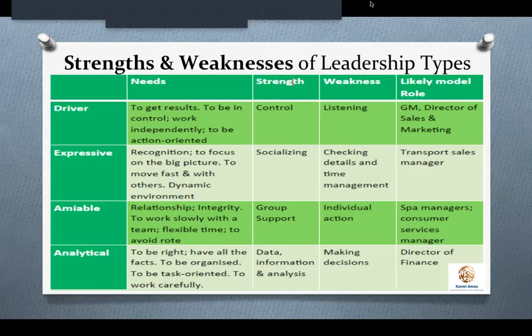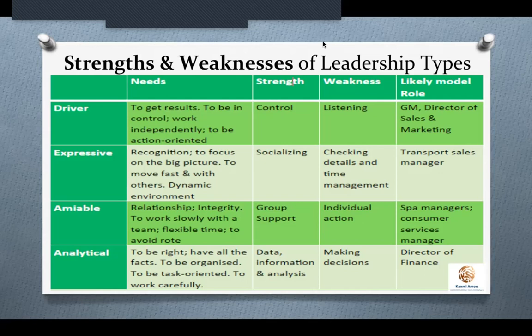The inner motivational need of a driver is to get results, to attain results, to be in control, to work independently, and to be action oriented. So if you, as the leader of a person who is a driver, you must learn how to manage him. These are the needs. Once you manage his needs, he flies or she flies.